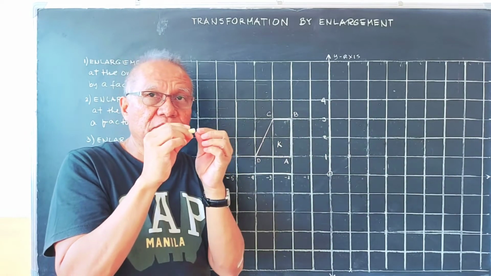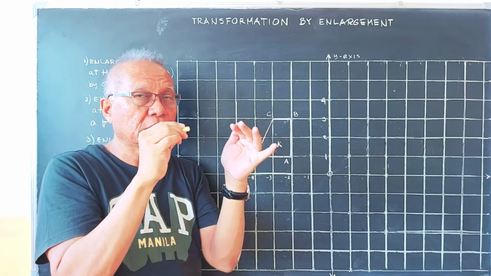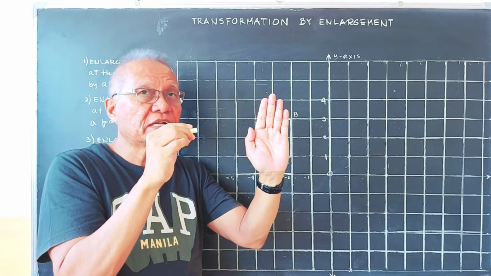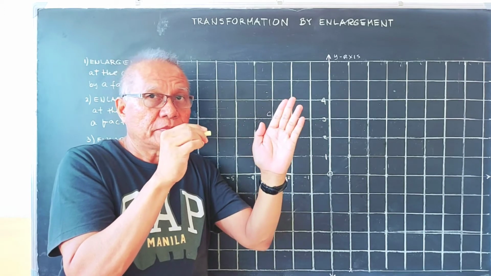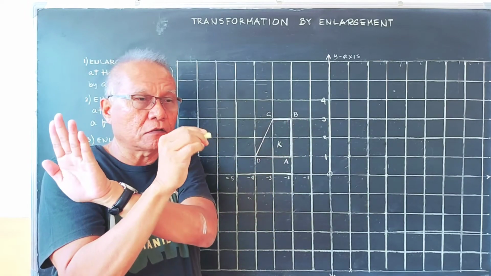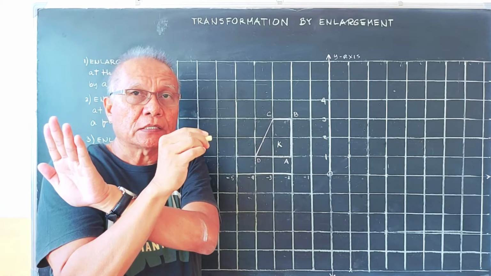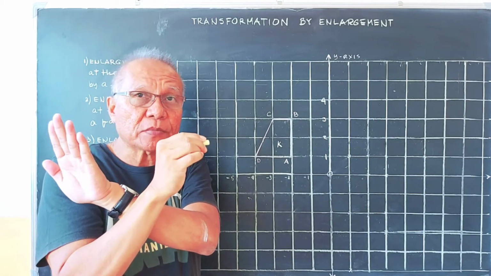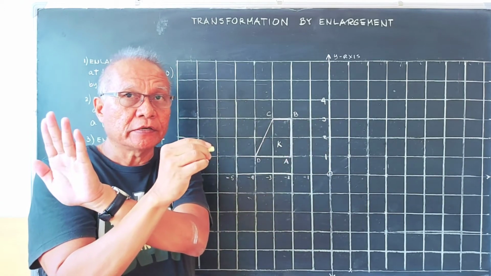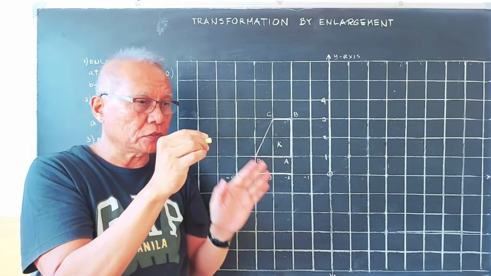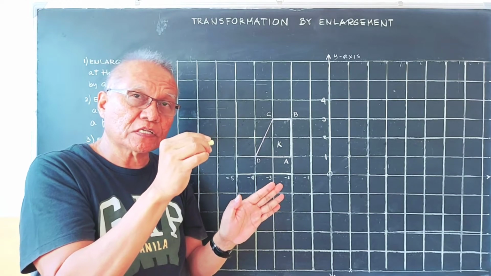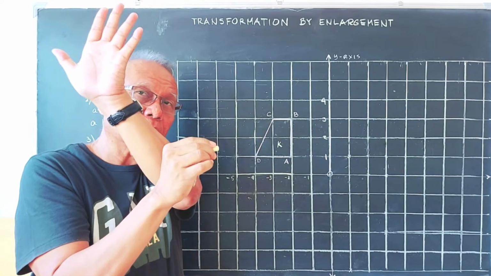Now, if we have a negative factor, for example, -2, -1/2, or -3, if our image is here and the center of enlargement is here, the enlarged image will be on the opposite side of the center of enlargement. Now, this center of enlargement is in between the image and the enlarged image. So if you have a negative factor of -2, your image is here, and the enlarged image will be here.